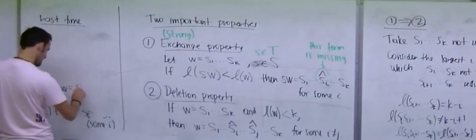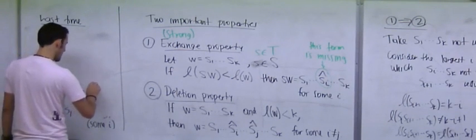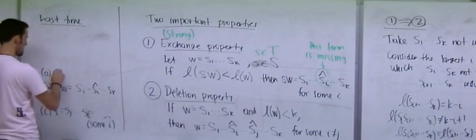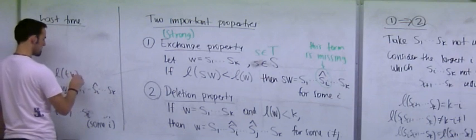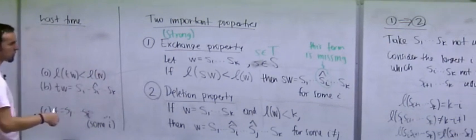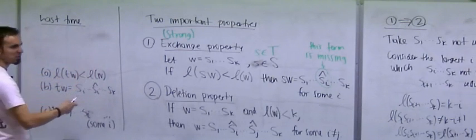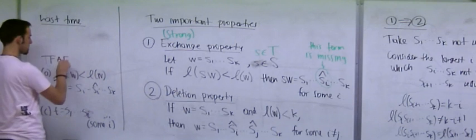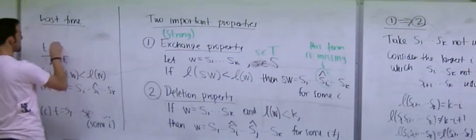Sorry, I didn't want to erase this. How do you tell if a word is reduced or not in practice? Hopefully it's the symmetric group, and then you can use the wires. But if it's not the symmetric group, then what do you do?